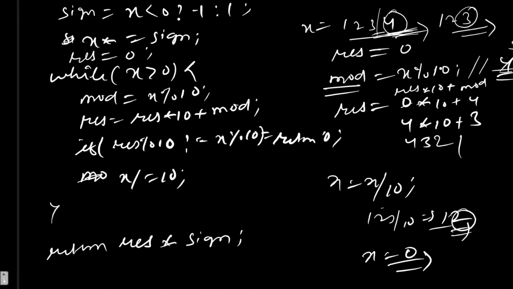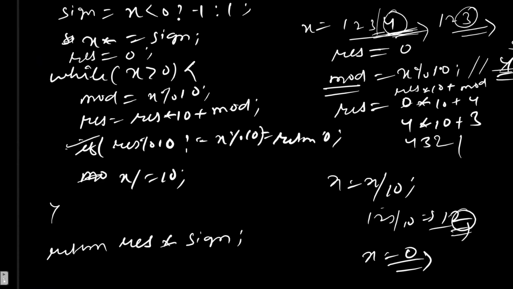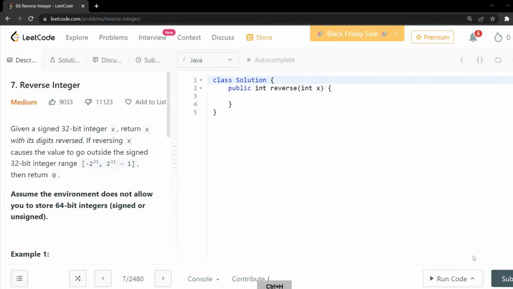So whenever we add any number to the maximum value, or do any calculation on the maximum value, the last digit will get changed, this condition will become true, and we will return 0. So by doing this we can handle the maximum value. Okay, so let's go to the compiler and write the code for the same.